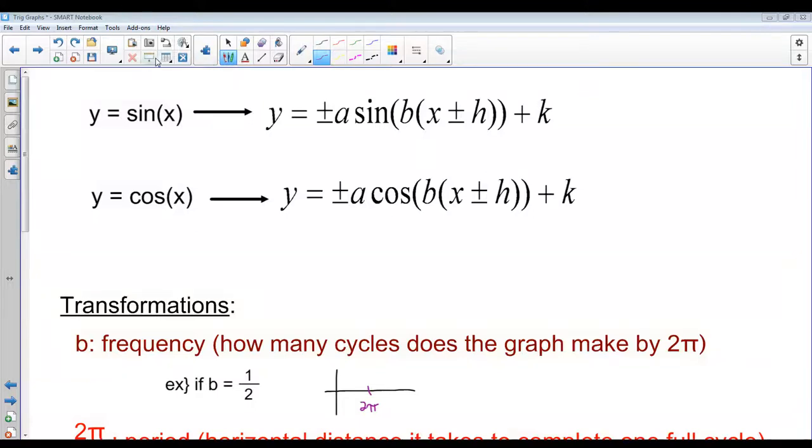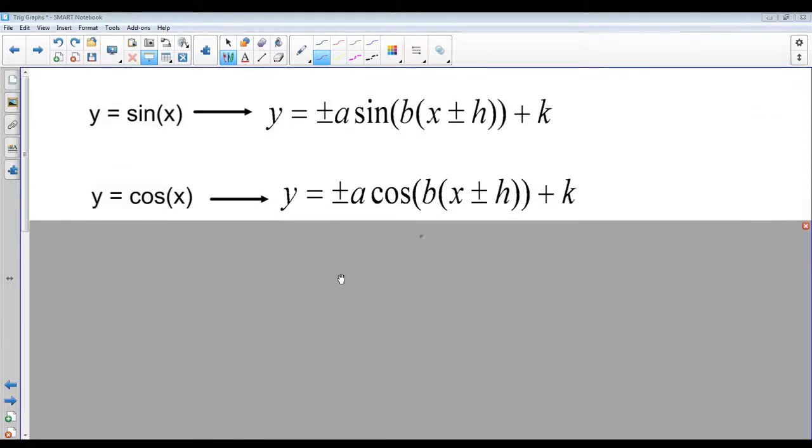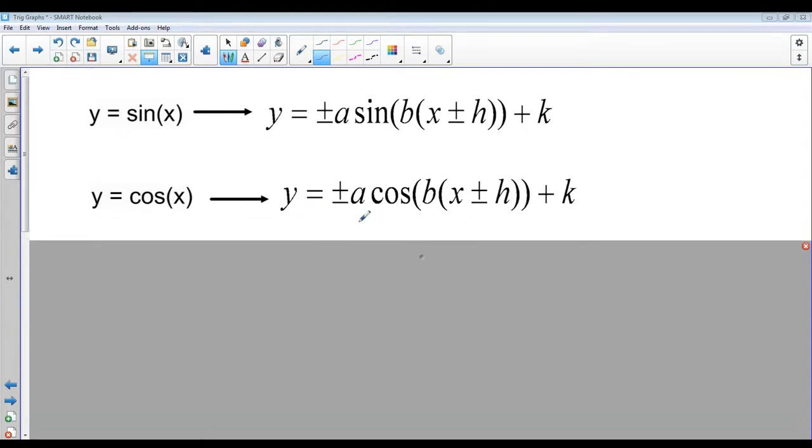All right, so we are jumping into our page of notes where we are going to start looking at transformations on sine and cosine functions. So this should look pretty familiar to you. It's all the same variables, I guess we'll call them constants because they are numbers when we put them into a function: A, B, H, and K.